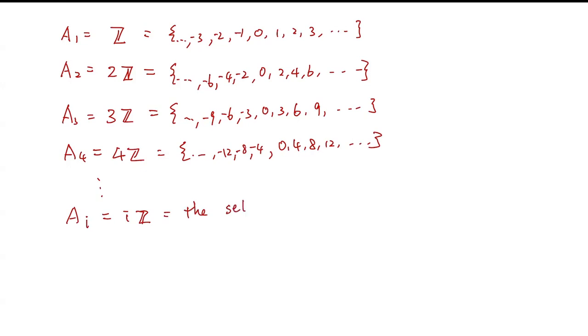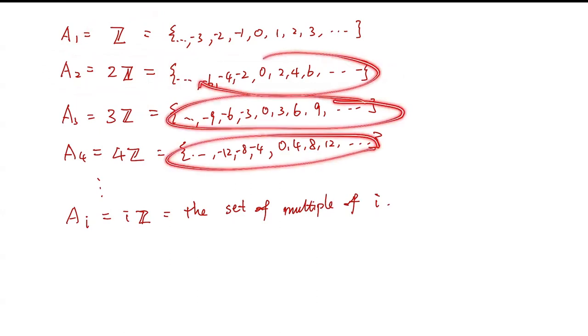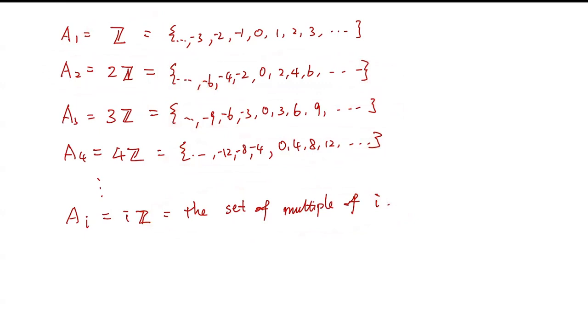the set of integers that are multiples of I. Right, so if you look at it, A1 is the set of all integers, A2 is all the multiples of 2, the even numbers, then the numbers divisible by 3, by 4, and then by I. Right, this is AI.